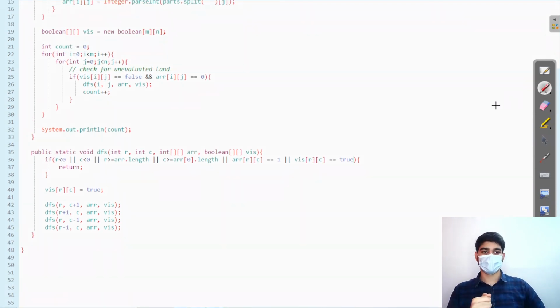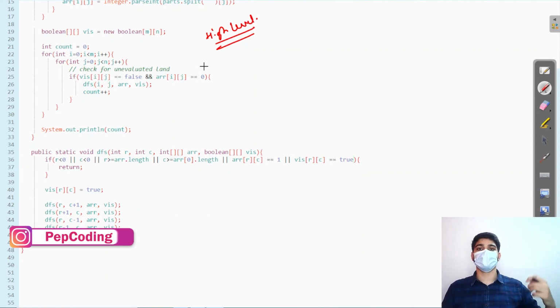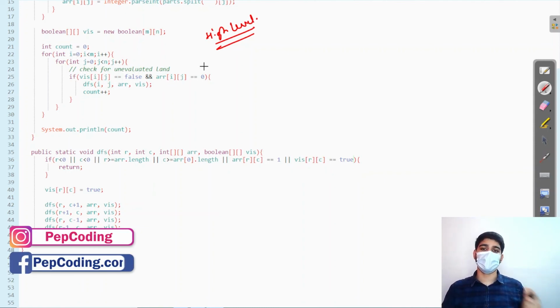If we look at this again, we basically had our high level code. What our high level code said was that for every unevaluated land, I would make sure that every piece of land that is connected to me would be marked as true. And whenever I was visiting an unevaluated land, I was considering that this is a new island. That's why I was increasing the count of my islands.